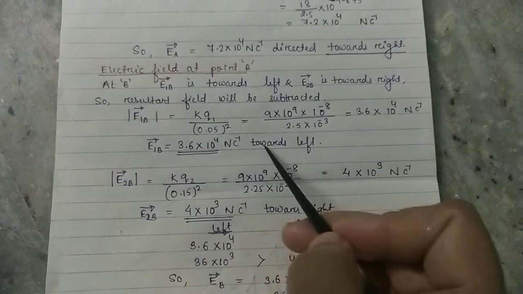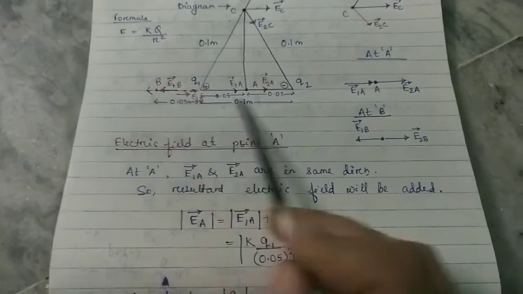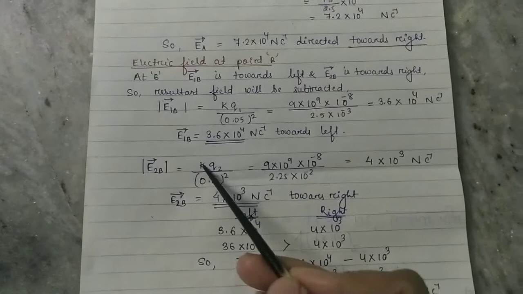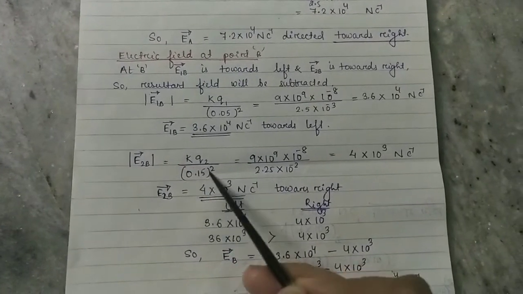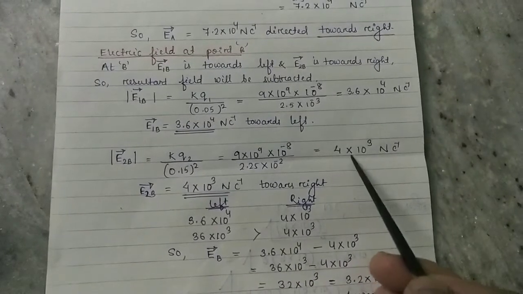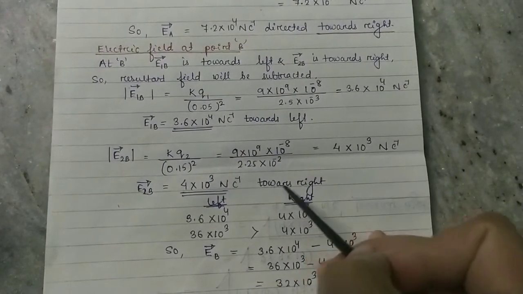So E1b is towards left, and E2b is towards right. For E2b, everything will be the same except the distance, that is 0.15 squared. So if we solve, we will get 4 into 10 to the power 3 Newton per coulomb, and it is towards right.